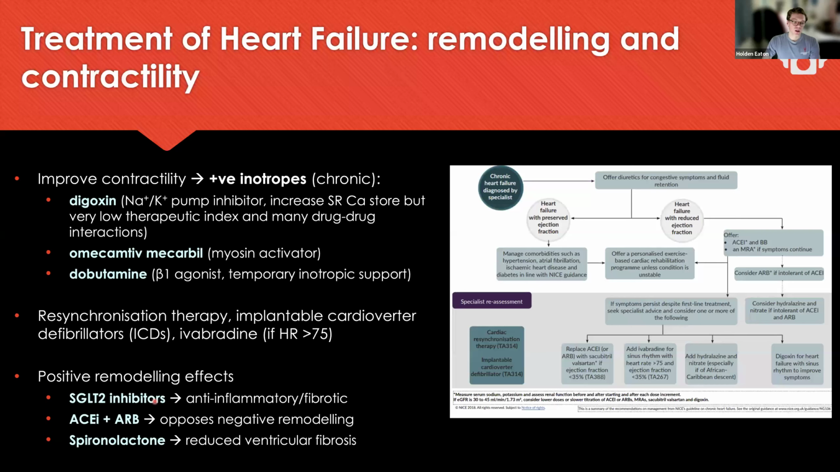And then positive remodeling. All of these drugs here, SGLT2 inhibitors, we haven't spoken about yet, but I'll talk about in the next few slides. ACE inhibitors and angiotensin receptor blockers have additional positive remodeling effects. And spironolactone. All of these stop the heart from becoming fibrosed, thickened, and inefficient, and therefore give the heart a chance to come out of that positive feedback loop.